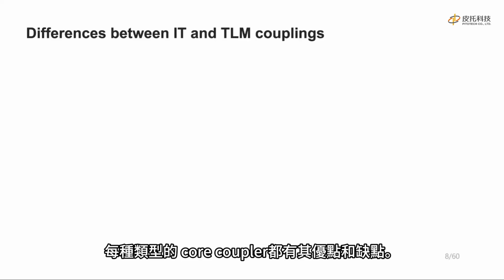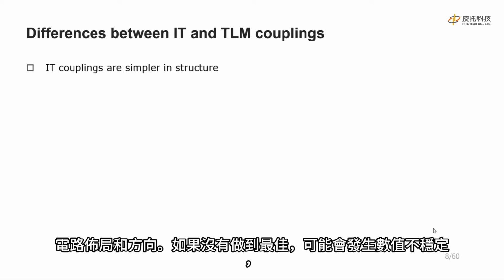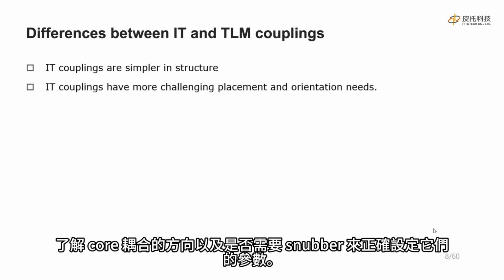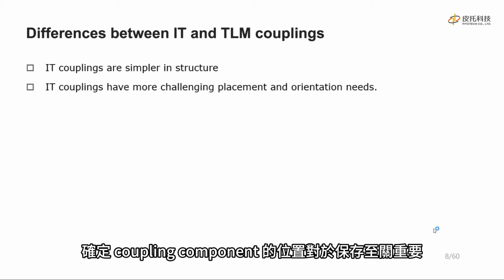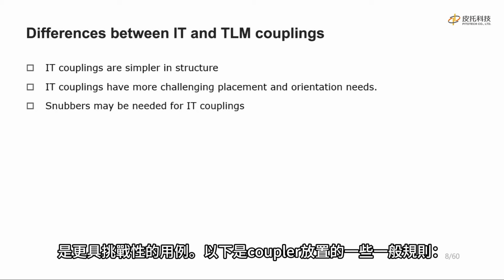Each type of core coupling has its advantages and disadvantages. The ideal transformer or IT coupling is simpler in structure, but can present a challenge with circuit placement and orientation. If not done optimally, numerical instabilities can happen, such as arithmetic overflow, shown by the OW flag. Because of that, it's very important to know the orientation of the core coupling and if snubbers are needed to parameterize them correctly. Determining the position for the coupling component is crucial in order to preserve stability and accuracy of the simulation. In some cases, this step is trivial, while there are use cases when it is more challenging.